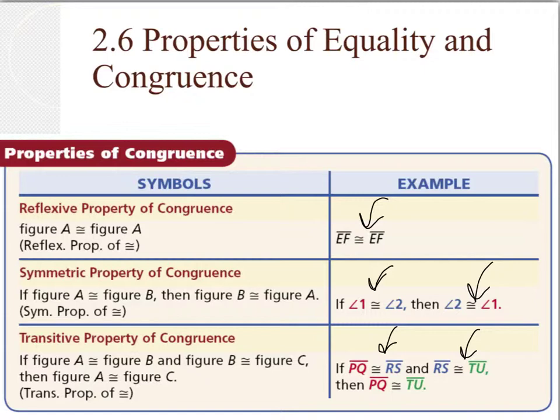Reflexive property being they are the exact same on each side. They're reflective of each other. You can definitely see that line segment EF is congruent to line segment EF. They're the exact same on both sides. Symmetric property of congruence, meaning they're just flipped. Angle 1 is congruent to angle 2. Then angle 2 is congruent to angle 1. Transitive property of congruence, it's just like saying if A is congruent to B and B is congruent to C, then A is congruent to C. That transitive property follows along. You will see a few if-then formulas down here that we talked about in 2.5.